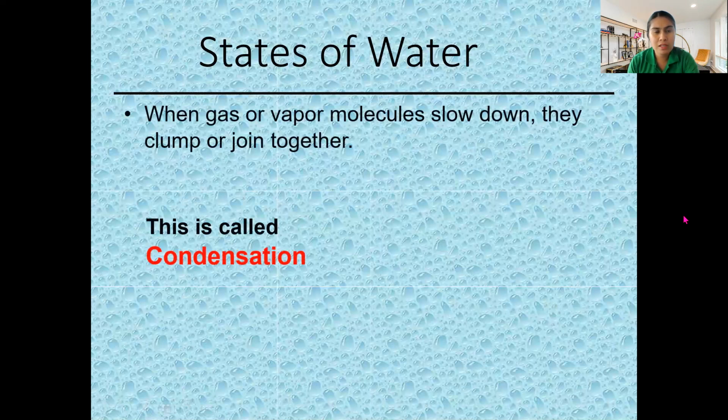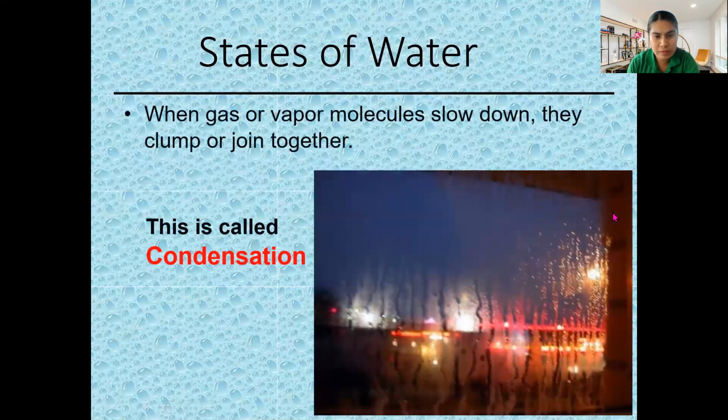Next, when gas or vapor molecules slow down, they clump or join together. This is called condensation. So from the vapor or the air, when it slows down, when it gets cold, it will clump or join together. This is called condensation. That's why in the morning when you wake up, you can find some water on the window, especially a glass window. That is caused by condensation from the air, and it is cold.